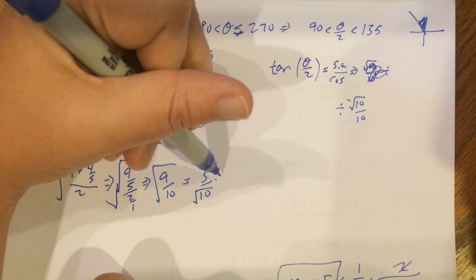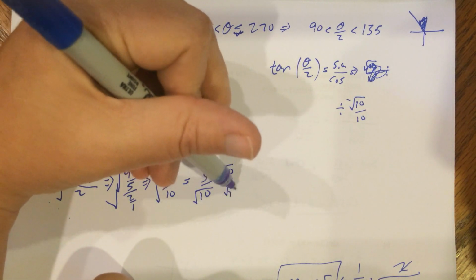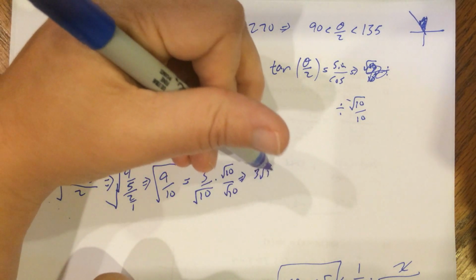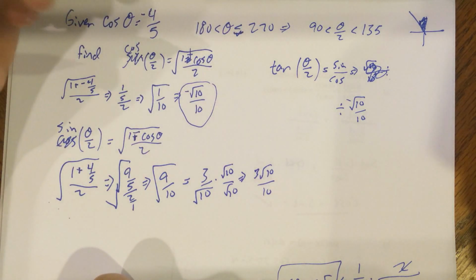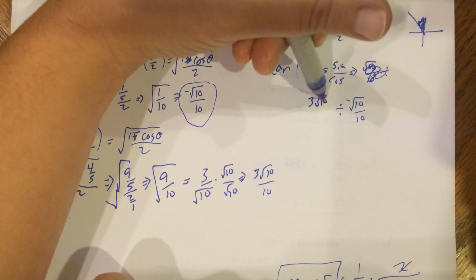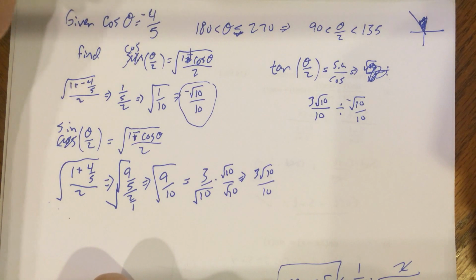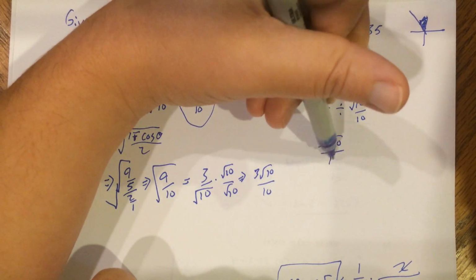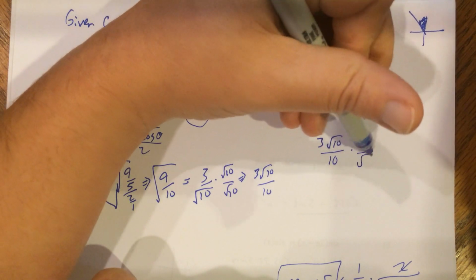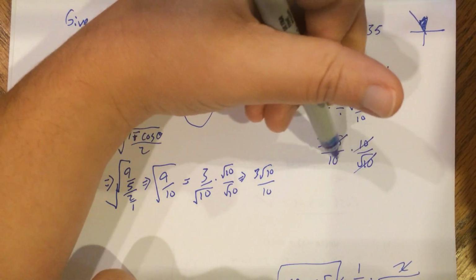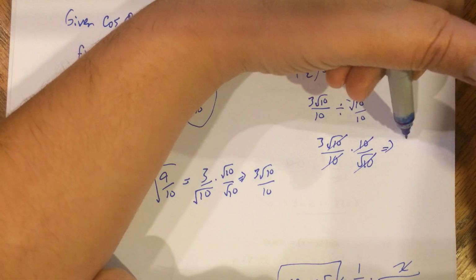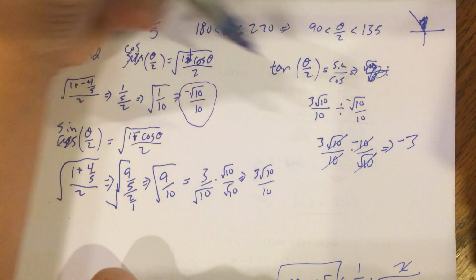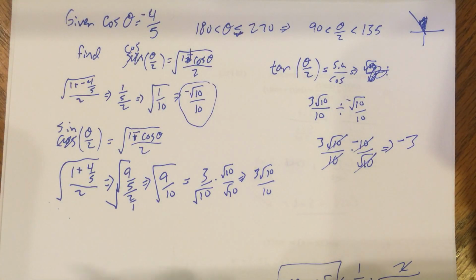So again, I can rationalize. So 3 square roots of 10 over 10. So we have 3 square roots of 10 over 10 divided by negative square root of 10 over 10. So 3 square roots of 10 over 10 times 10 over the square root of 10. Square roots cancel, 10s cancel. I'm just left with negative 3. Okay, so that is how you can find your sine, cosine, and tangent half angles.